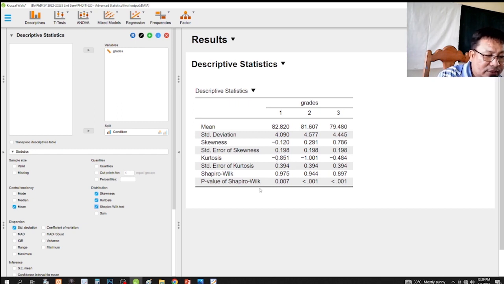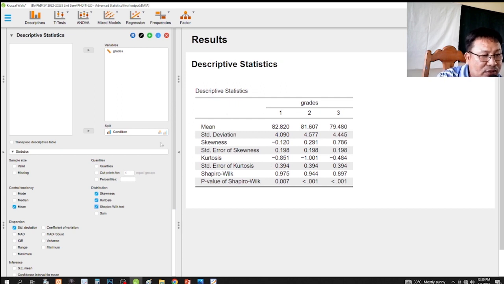For the Shapiro-Wilk, we can see that the p-value for condition 1 is 0.07, condition 2 is 0.001, and 0.001 also for condition 3. This is a strong indicator that the population is not normally distributed. So we cannot use ANOVA for this, because ANOVA is for parametric tests only. So for this one we will use the Kruskal-Wallis test for non-parametric tests.